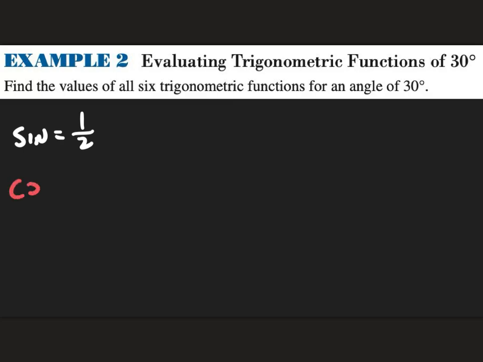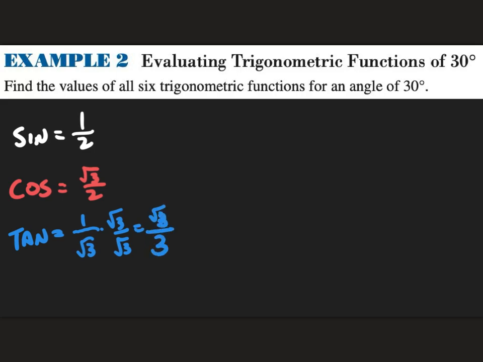The cosine of a 30-degree angle is root 3 over 2. The tangent is the y, which is 1, over the x, which is root 3. But we have to multiply top and bottom by root 3. So we get root 3 over 3. Sorry, that looks so messy. So root 3 over 3.